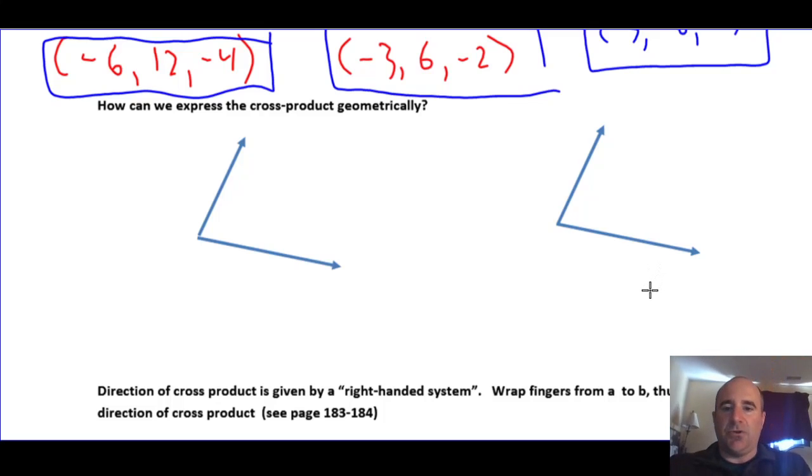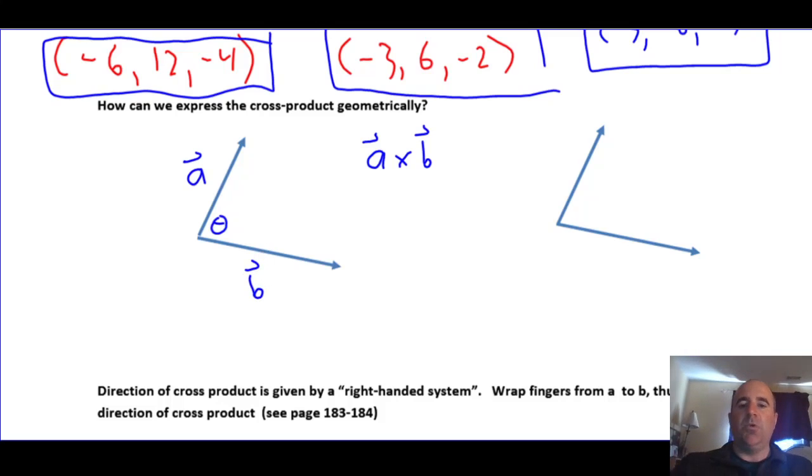So if I were to look at, let's say, A crossed with B, and let's say that we have the angle theta, and this is vector A and this is vector B. We know that A crossed with B is perpendicular to A and B. So if these are drawn on a piece of paper, does A crossed with B go into the page or out of the page? It has to be one or the other. And how long is it? What about its magnitude? Are there any rules about that? The answer to both questions is yes, there are rules.